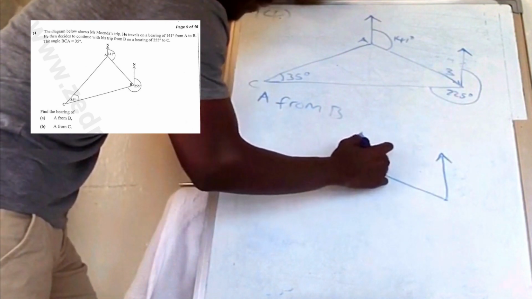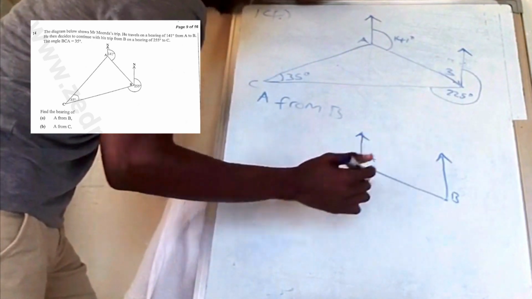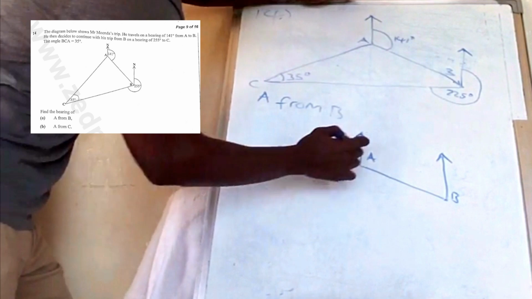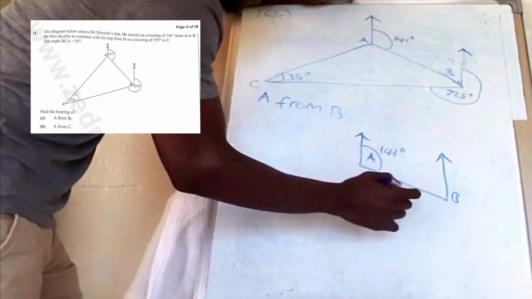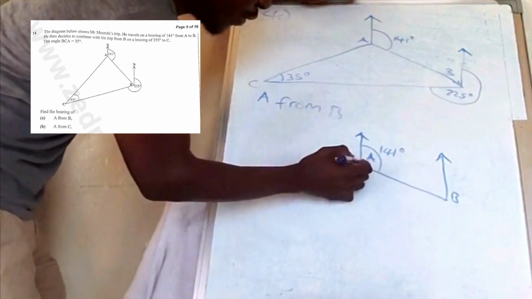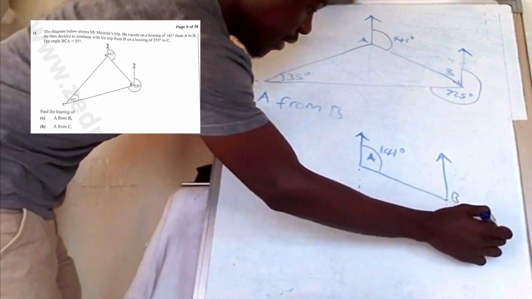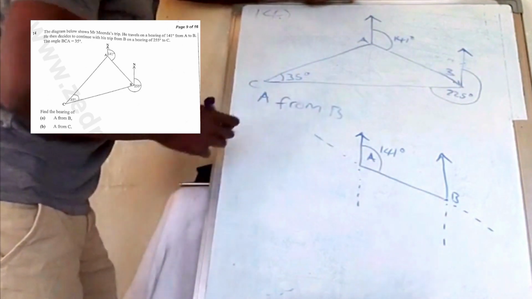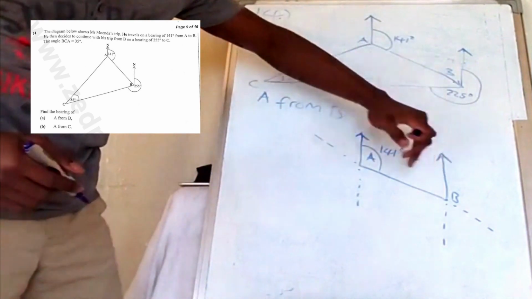Okay, this is our point A and this is our point B. We have this angle to be 141 degrees. So if we extend this line and that line and that line and that line, we would have something like this. Extending this one, extending this one. Okay, so these two lines are parallel to each other.